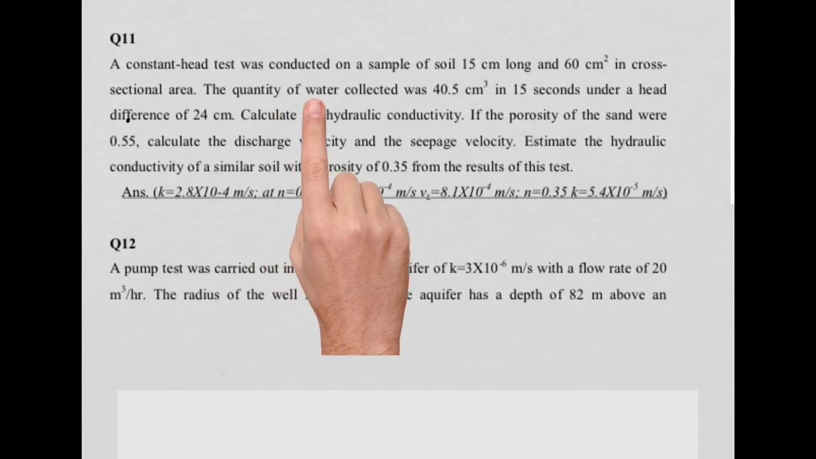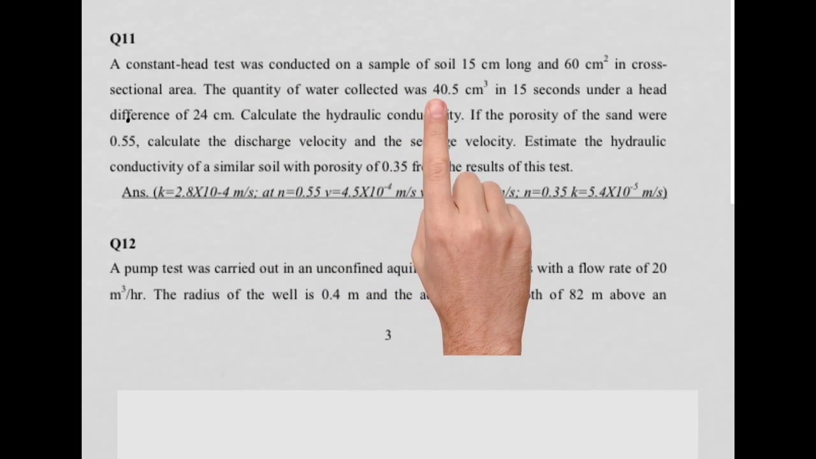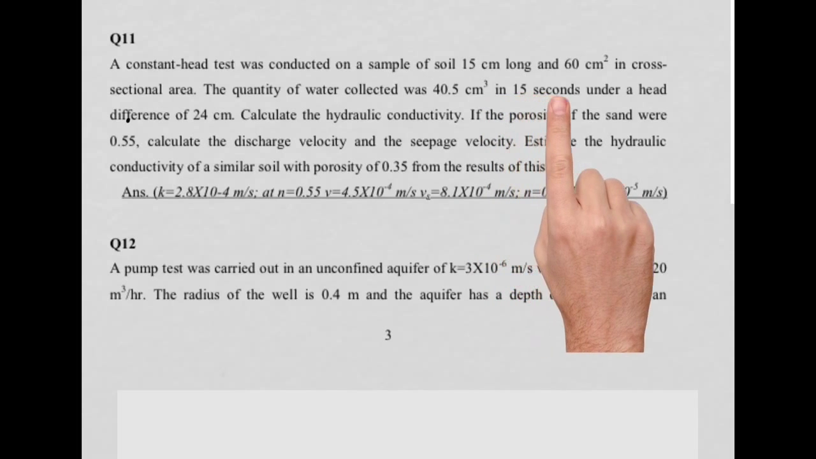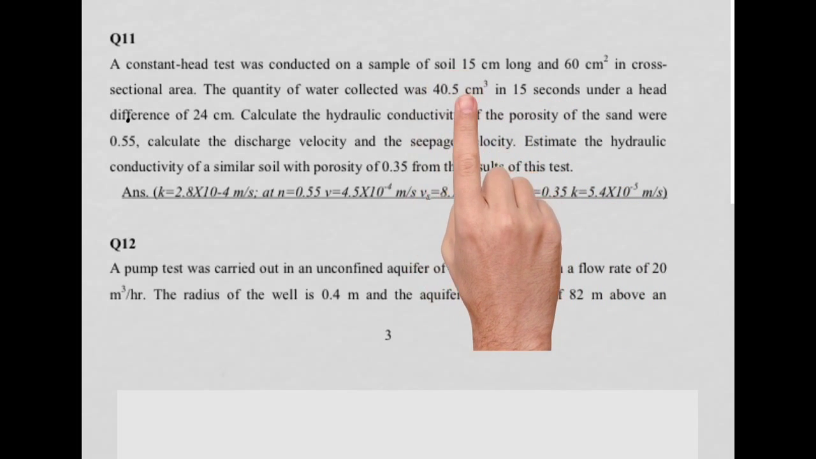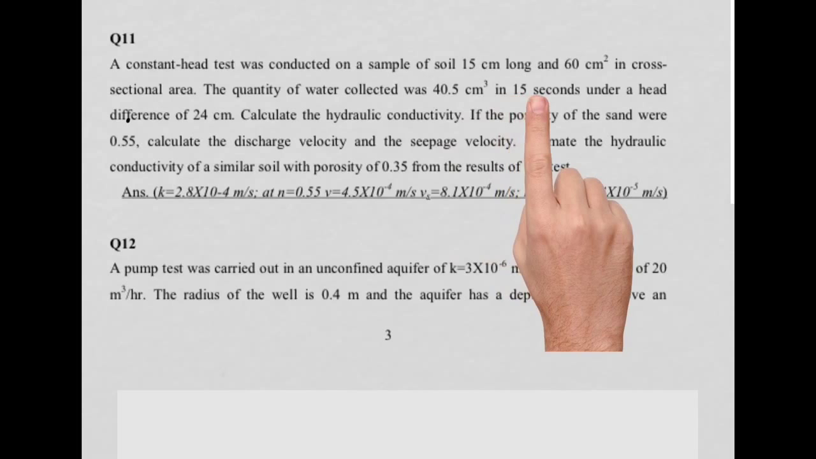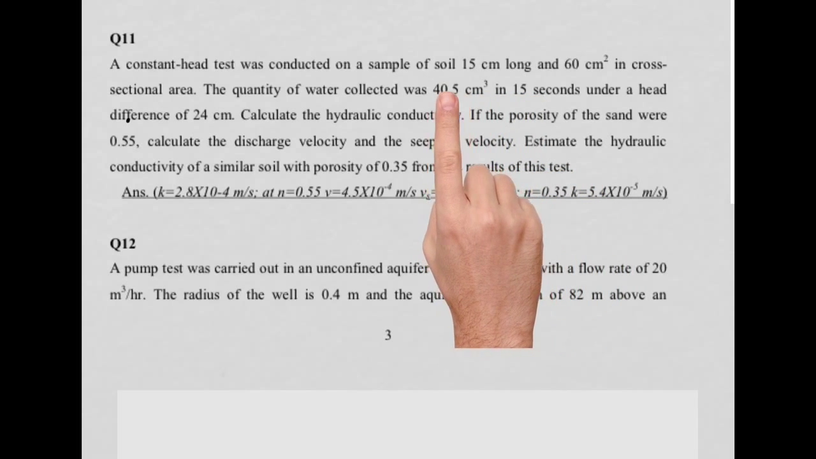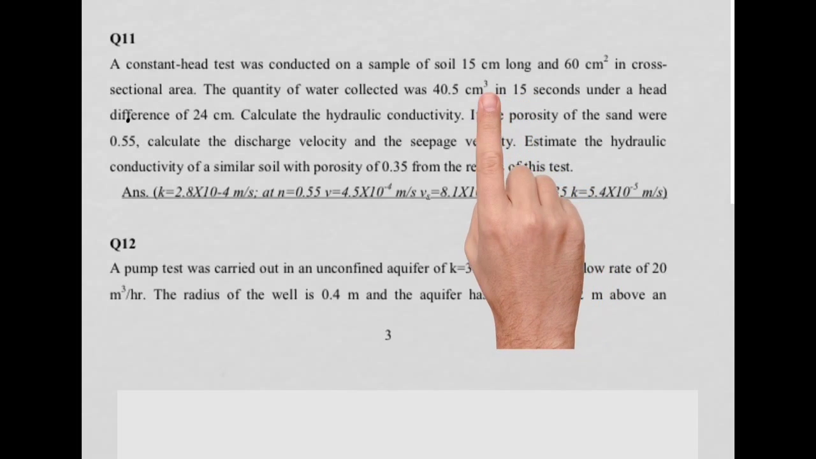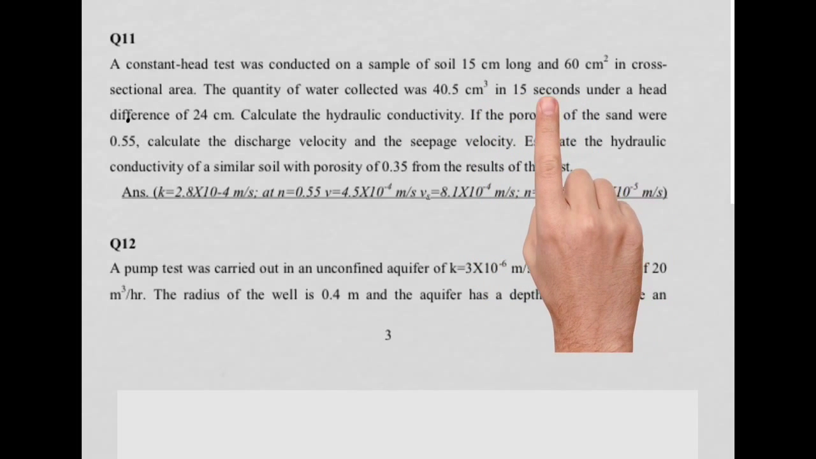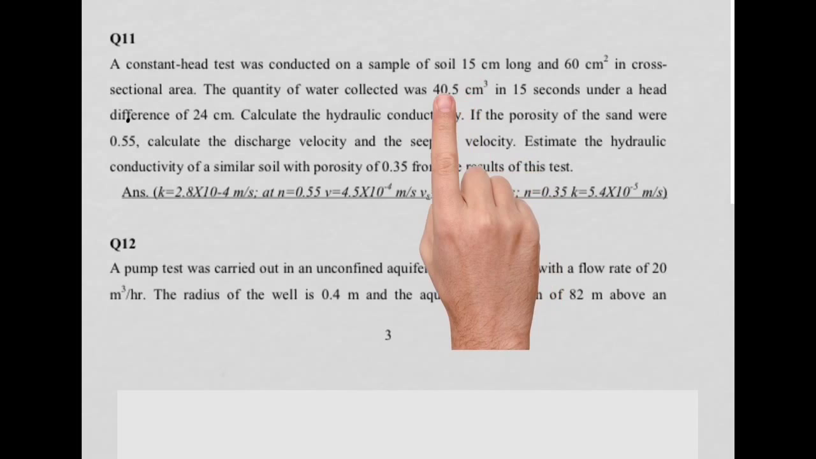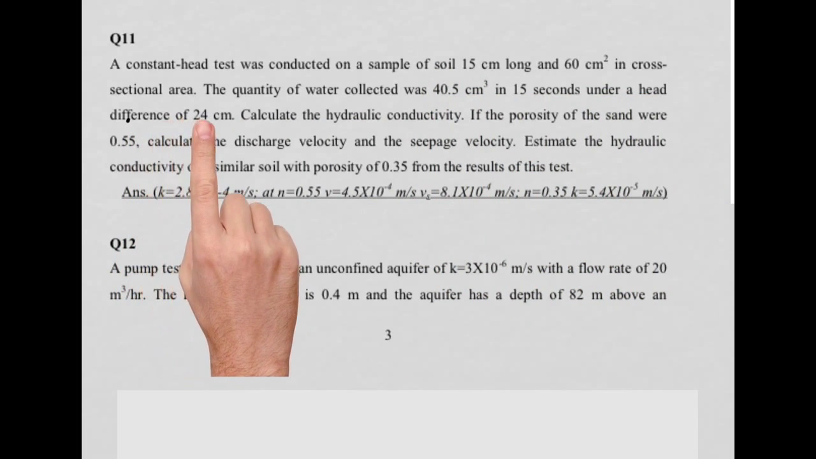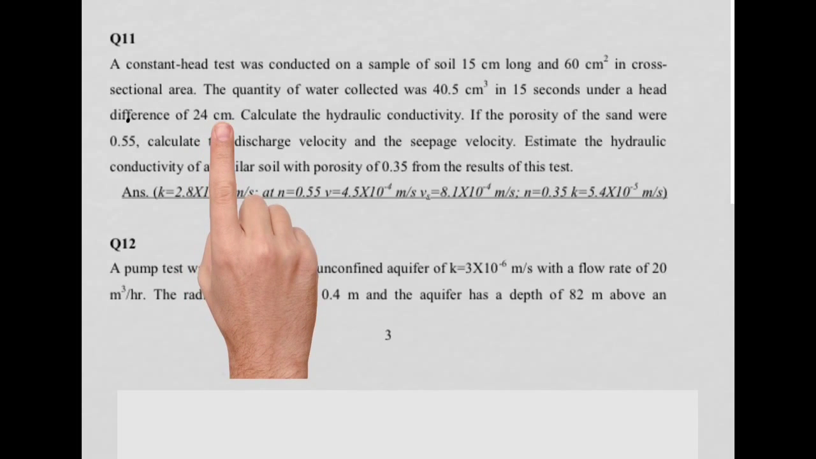The quantity of water collected was 40.5 cubic centimeter in 15 seconds. So this is capital Q and this is the time. If we divide Q by the time, we will get the discharge rate, which is small q. And they said we collect this amount of water under a head difference equal to 24 centimeter.